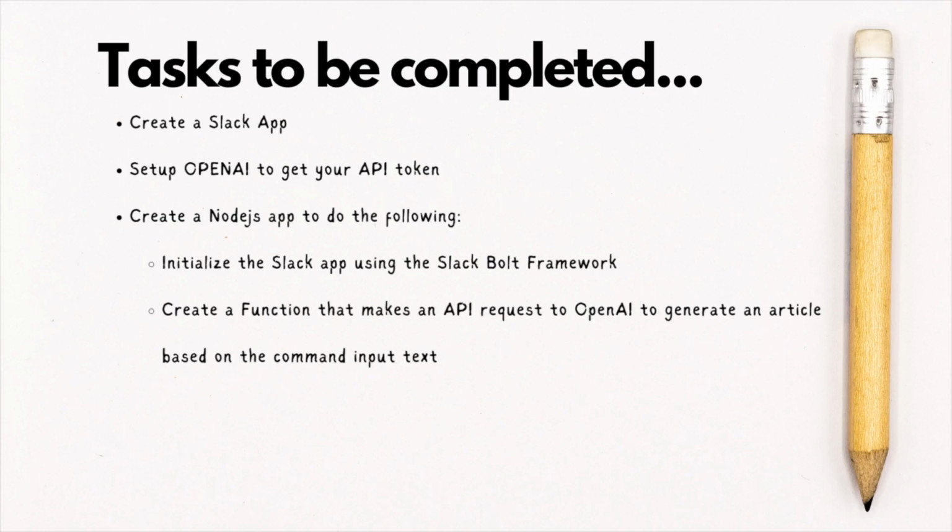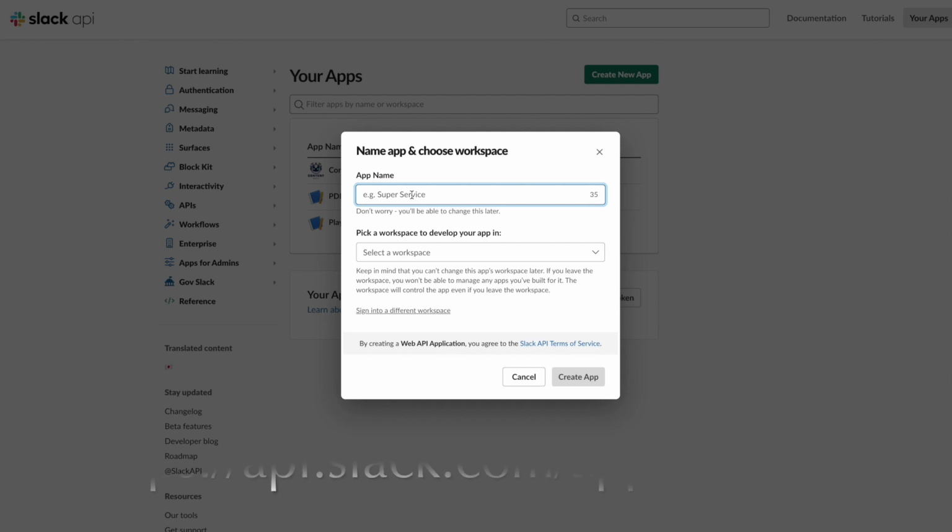To get started on our app, we have a few things to do. First, we need to create a Slack app and also get some of our Slack API credentials. We need to set up OpenAI to get our OpenAI tokens. We also need to create a Node.js app that's going to do the following: initialize a Slack app using the Slack Bolt framework, create a function that makes an API request to OpenAI to generate an article, as well as handle the slash command.